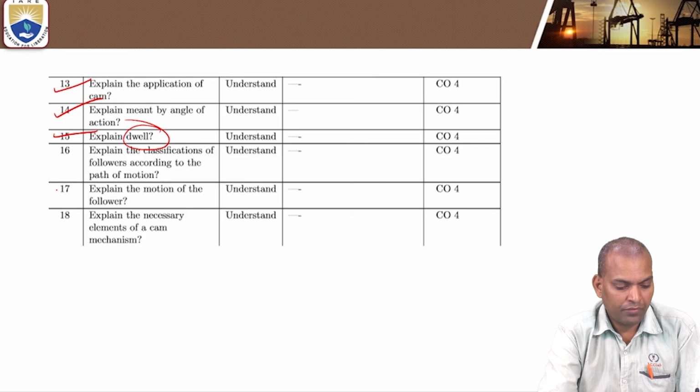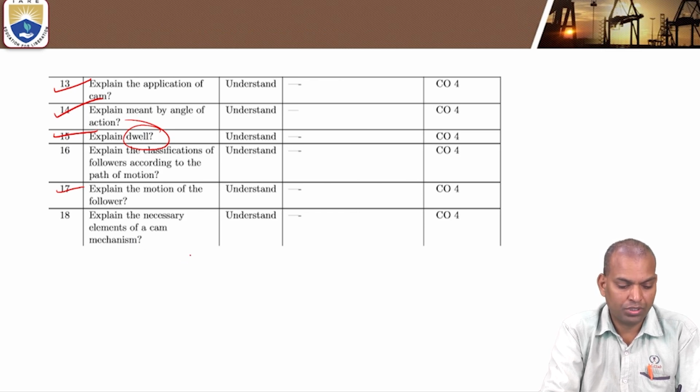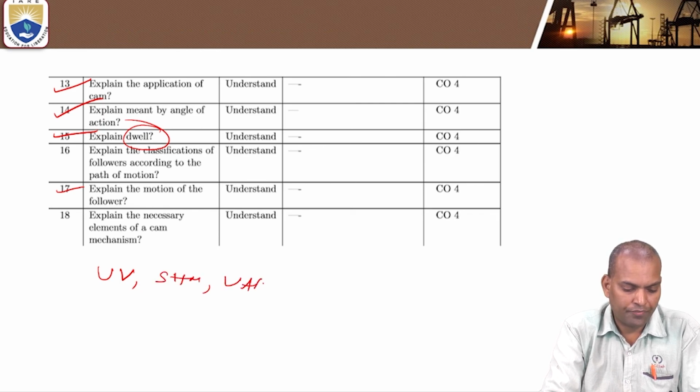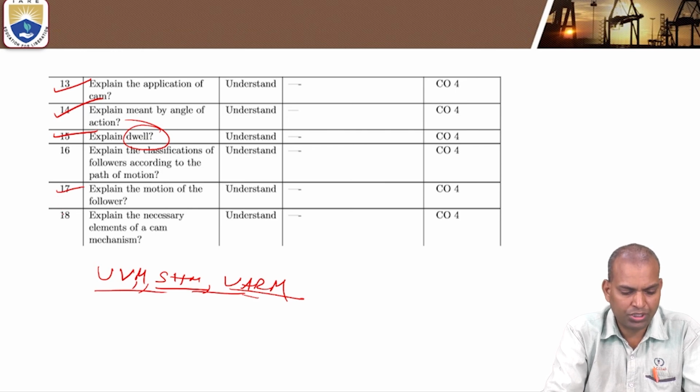Next, explain the motion of the follower. There are various types of motions of the follower: uniform velocity motion, simple harmonic motion, and uniform acceleration and retardation motion. Those are in forms UVM, SHM, UARM. UVM means uniform velocity motion, SHM simple harmonic motion, UARM uniform acceleration and retardation motion. These are the three motions of the followers. There is another motion called cycloidal motion. Okay, next, explain the necessary elements of a cam mechanism. The necessary elements of a cam mechanism are one cam and another the follower.